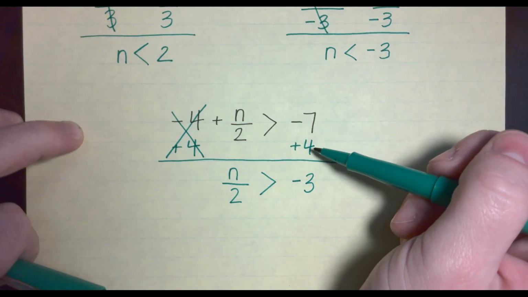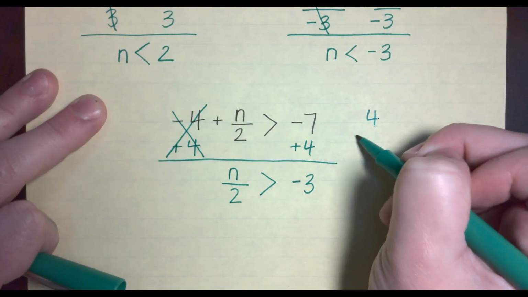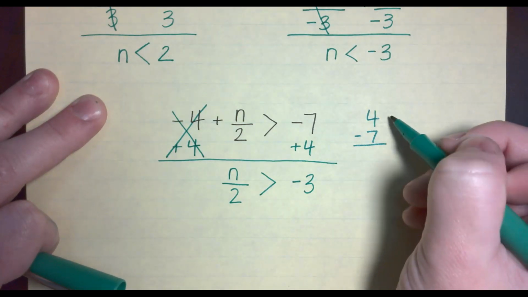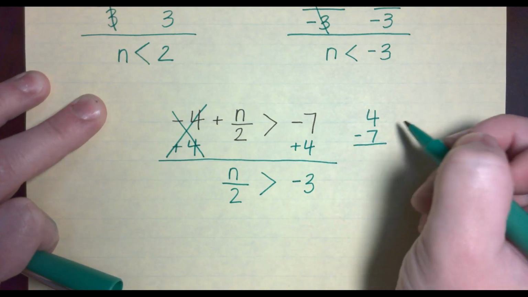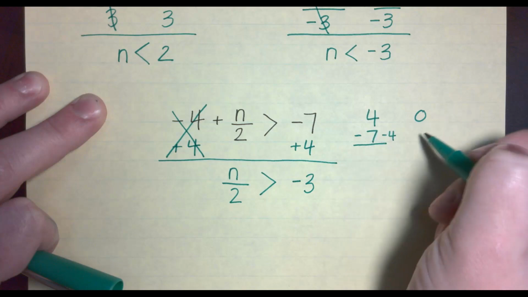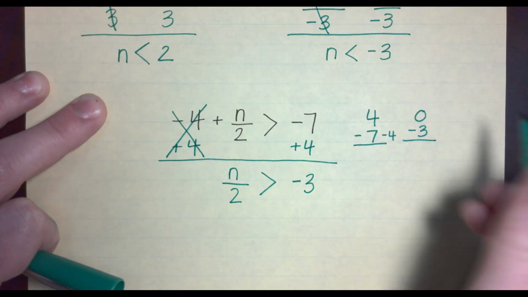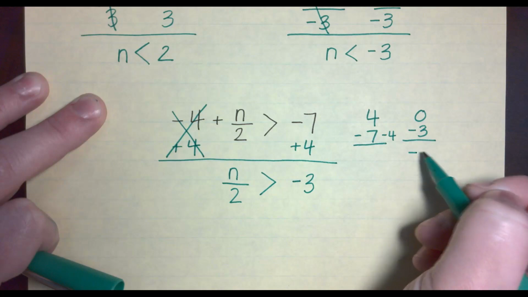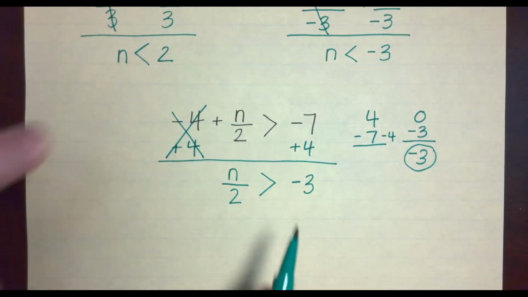And if we did that, I could think of it like this. Here, 4 minus 7. Once I take away 4 from 4, I'm at 0. And I took away the 4 from that 7, so I still have 3 left to take away from 0. Now I have 0 minus 3, and that's -3. We got -3 here, okay?